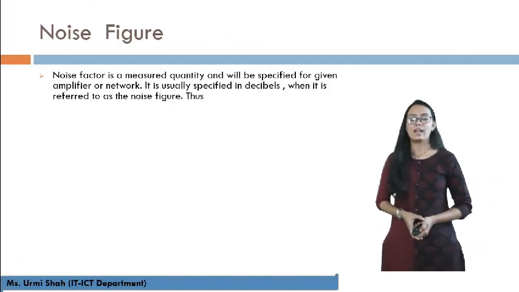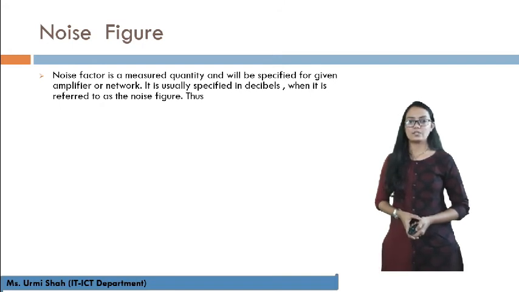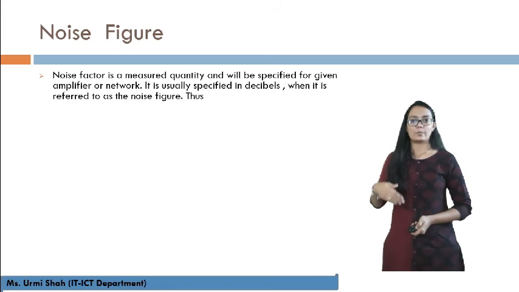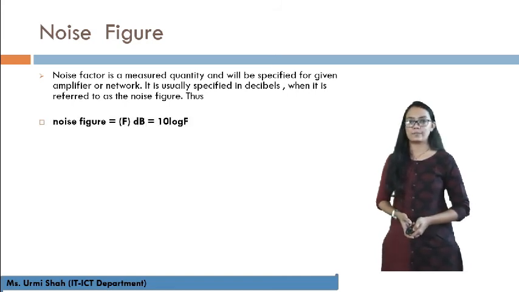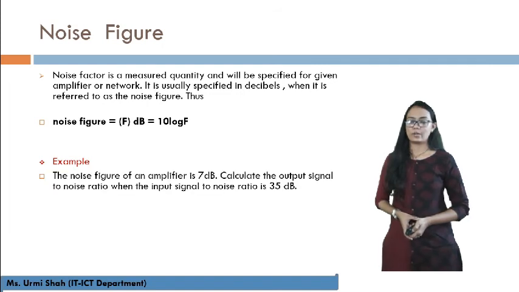Now the next is noise figure. Noise factor was measured initially as a quantity with no unit. That means it was unitless. It was input SNR upon output SNR. So it is basically measured in decibel. So the noise figure is the revised formulation of noise factor, measured in decibel, that is equal to 10 log of F. F is your noise factor. So this is the formulation of noise figure.